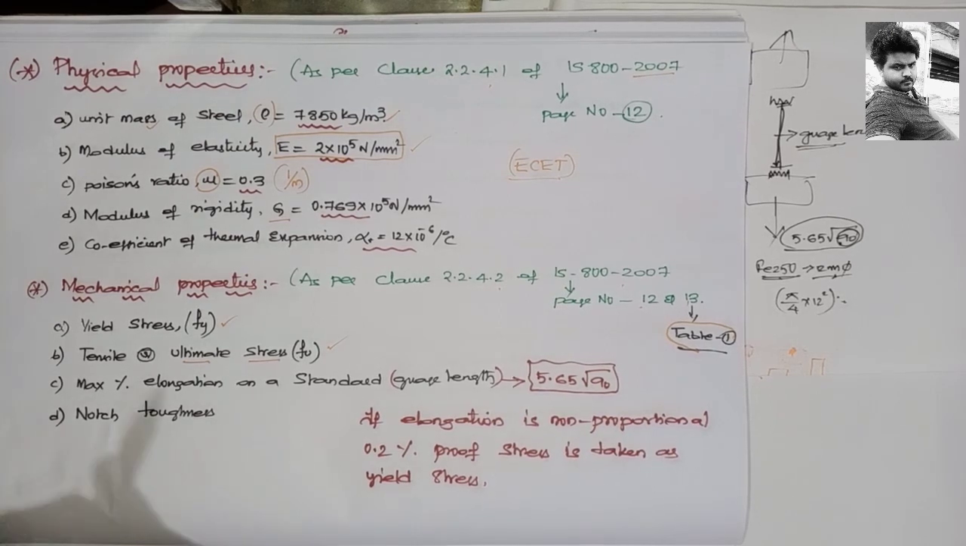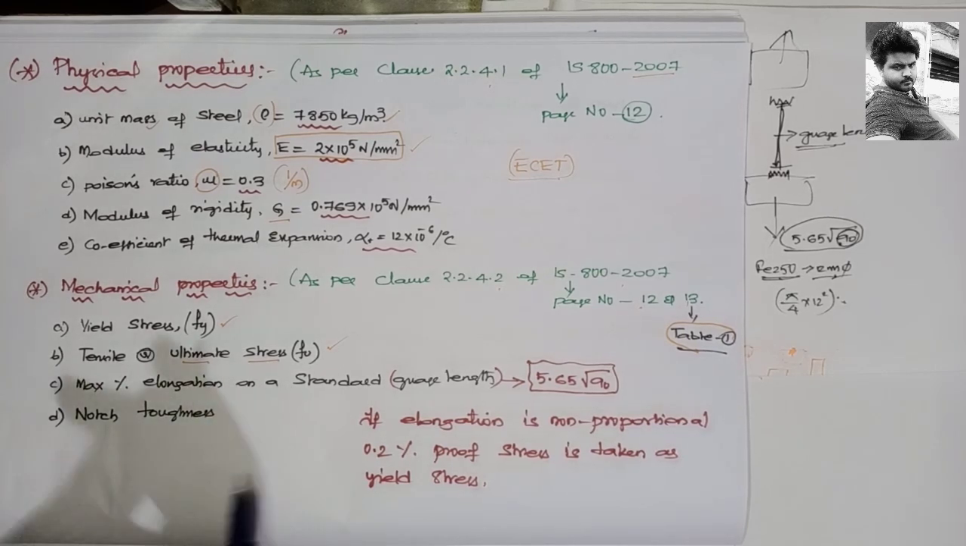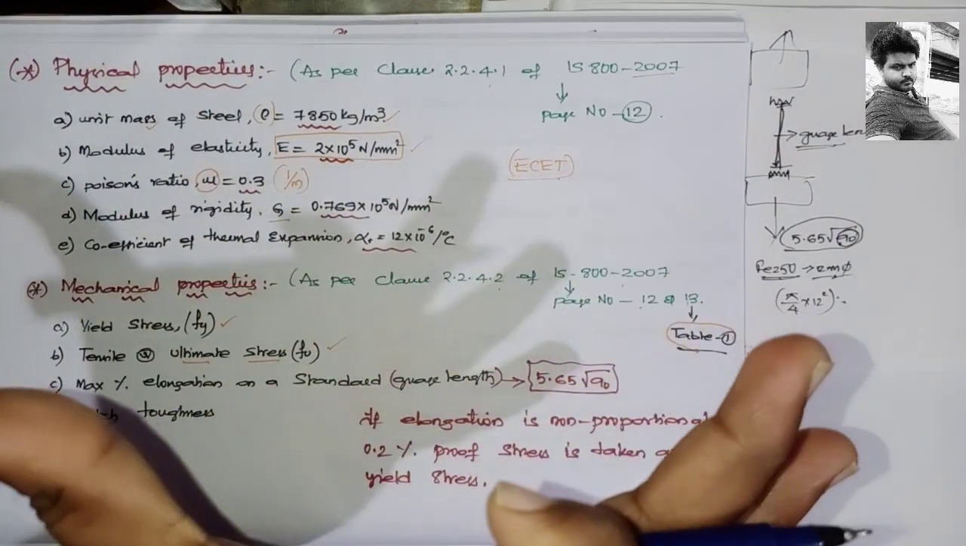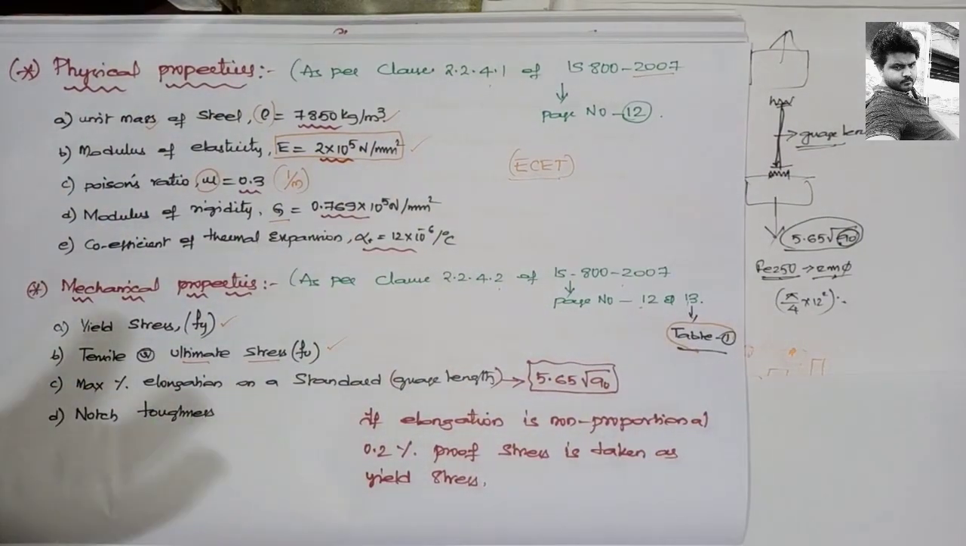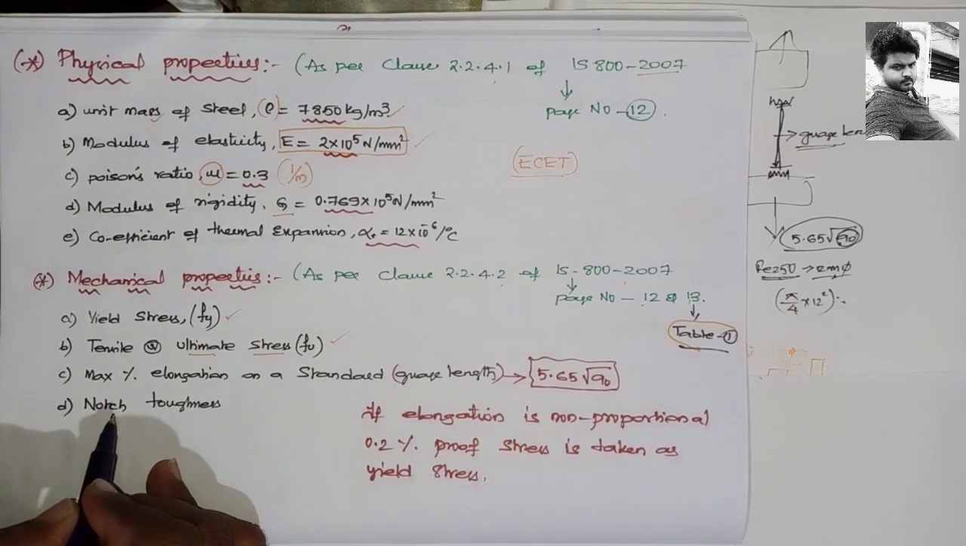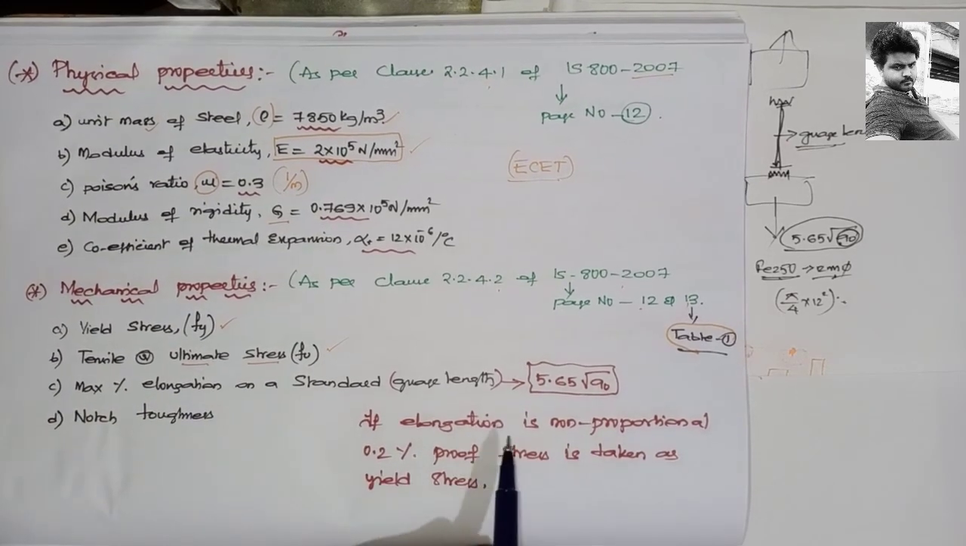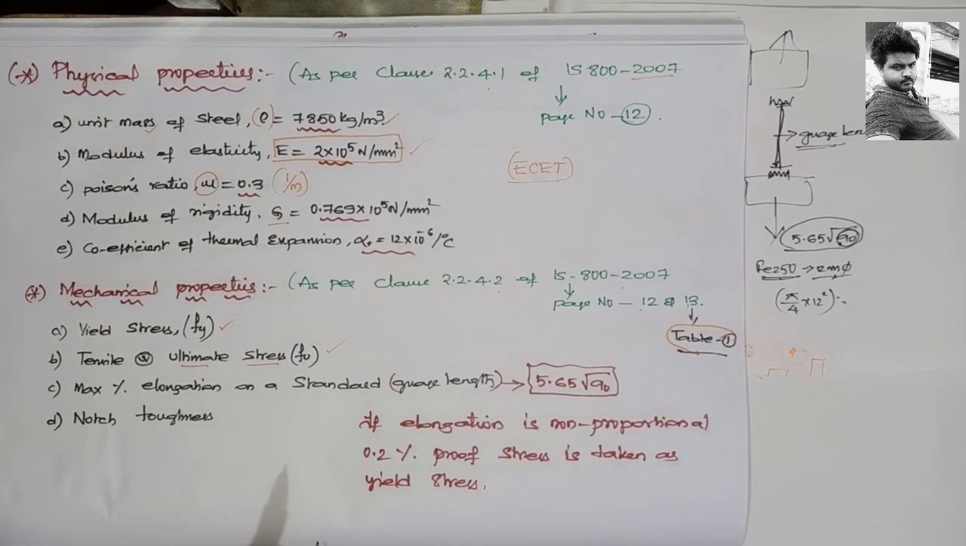See, for a mild steel, the percentage of elongation will be shown, because mild steel has a ductile nature. Ductile property means it will show maximum elongation before failing. That is nothing but the mild steel nature. The nature of mild steel is what? Ductile.